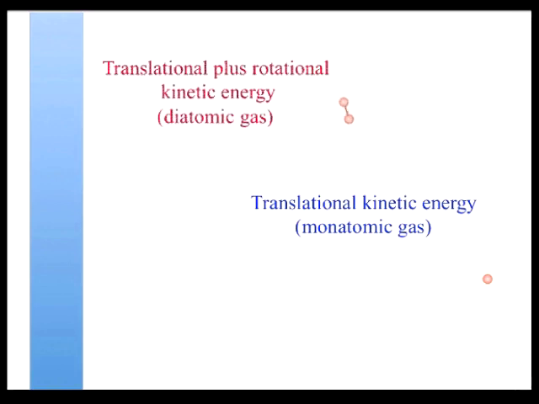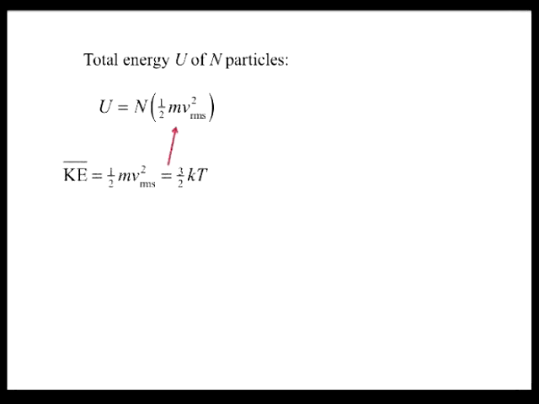Back to the monatomic gas, vibrational kinetic and potential energies are absent here because the atoms are not connected by chemical bonds and, except for elastic collisions, do not interact. As a result, the internal energy, U, is the total translational kinetic energy of the N atoms that constitute the gas, or U equals N times 1/2 m v_rms squared. Since 1/2 m v_rms squared equals 3/2 kT, the internal energy can be written in terms of the Kelvin temperature as U equals 3/2 NkT.